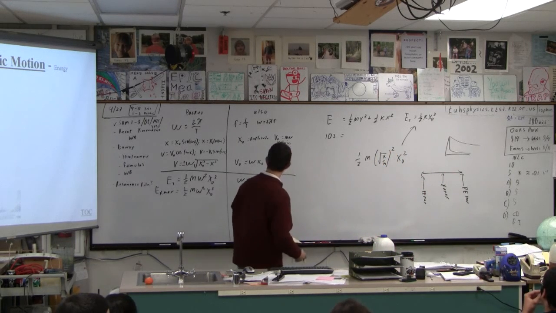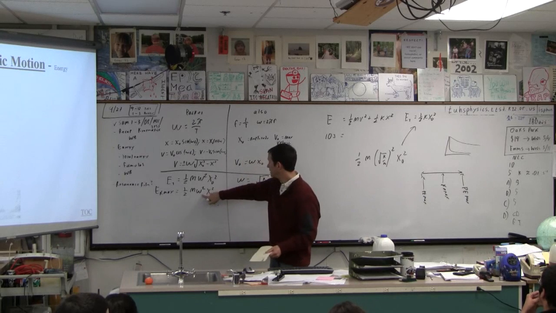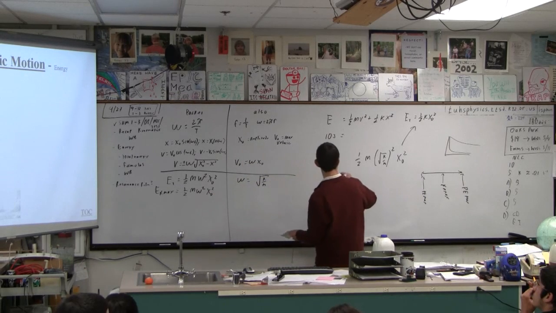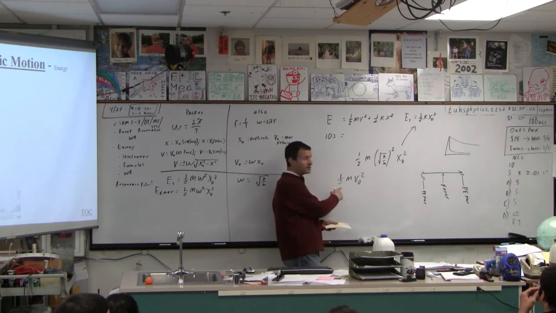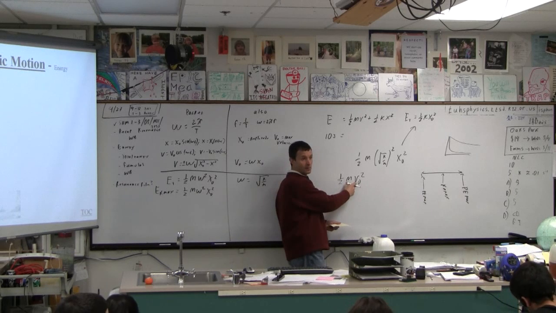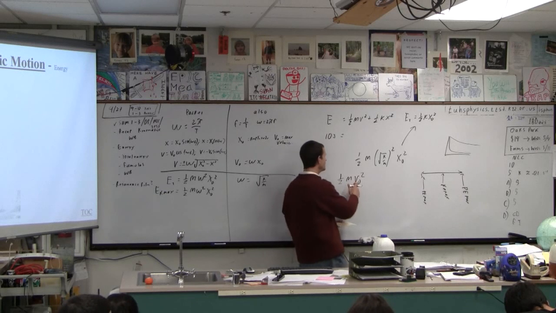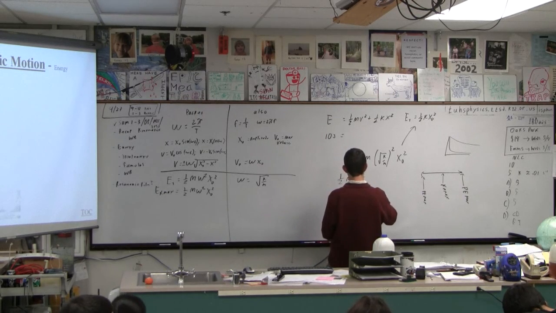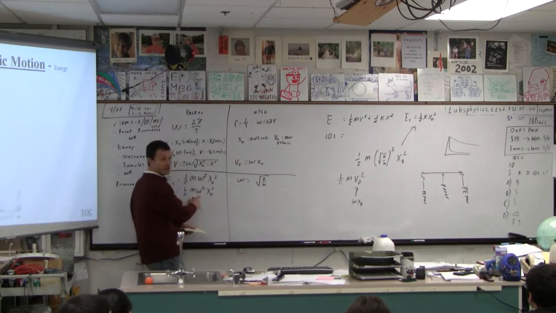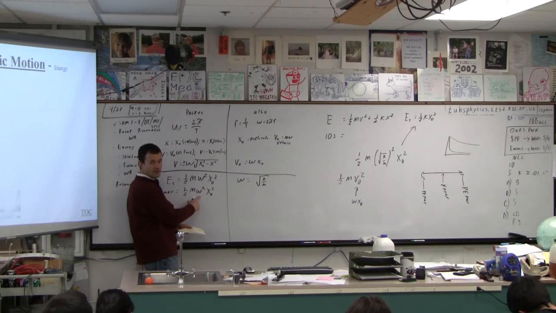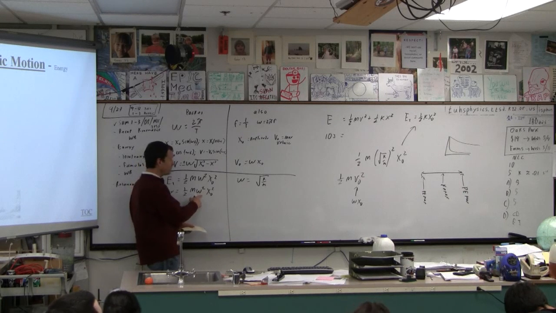So another way to look at this: isn't the maximum kinetic energy just 1/2 m v naught squared? Isn't the maximum kinetic energy 1/2 mass times the maximum velocity squared? This is pretty basic. And isn't v naught equal to omega x naught? Plug that in there, do you get this? Yes, you do. You're going to get this formula.